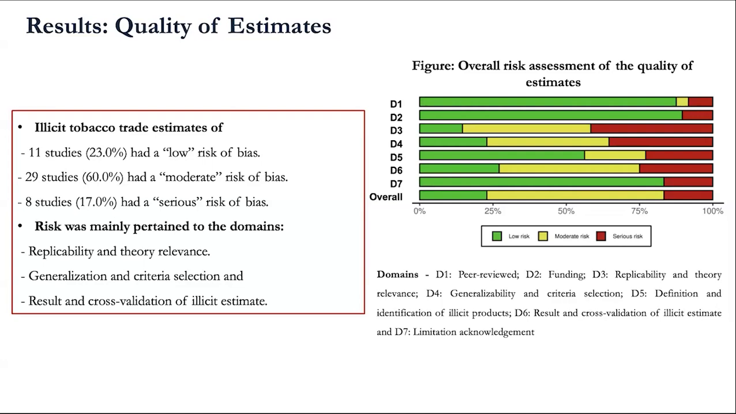And the risk that we critically assessed over the studies using 7 specific domains, we can see that the risks mainly pertained to 3 domains. One was replicability and theory relevance. So there was always a problem with the replicability and theory relevance of the studies. The second one was generalization and the criteria of the study selection. And the third one was result and cross validation of the illicit estimates. So these are the 3 most common domains on which the risks actually pertained for the studies.